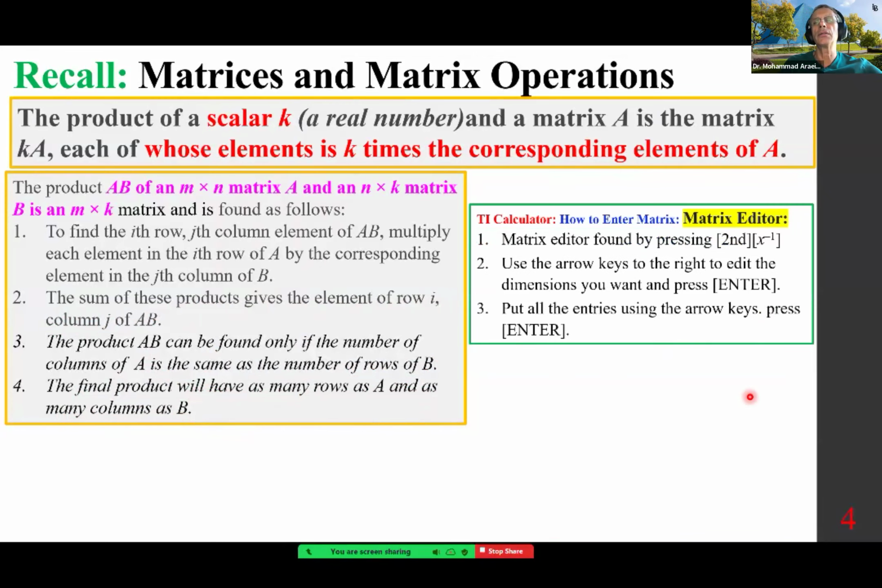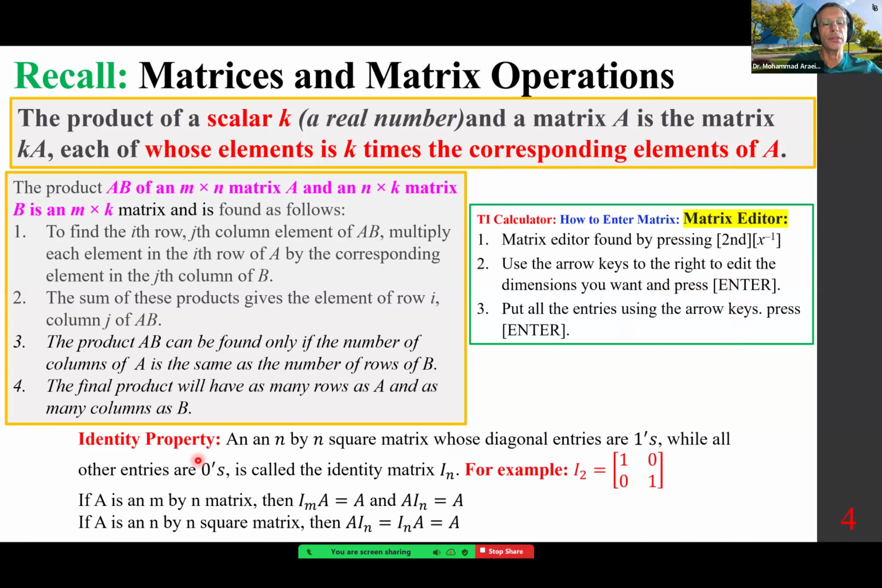Here's the calculator, some sort of technology, including the TI calculator. To enter a matrix, you go to the matrix editor. To get to the matrix editor, press second and x to the power of -1, use the arrow key to the right to edit the dimensions you want, and press enter. Put in all the entries and press enter.